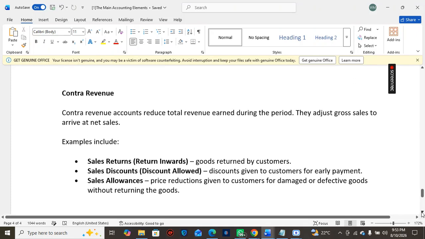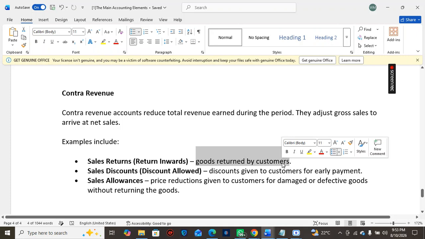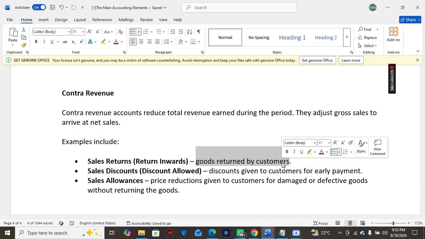Then we have contra revenue accounts. These reduce the revenue of the business. Sales returns. This is when your customers bring back goods to you. You've sold goods to your customer, you've made your money. Now they come back and say some goods are bad, so we need a refund. So it means that revenue you earned has to drop because some goods have been brought back.